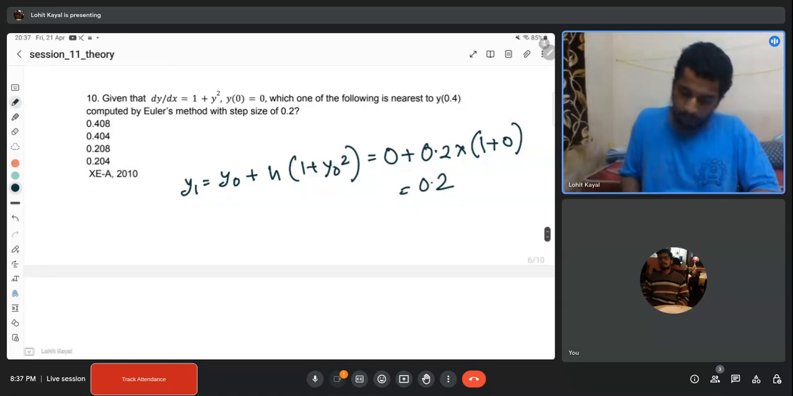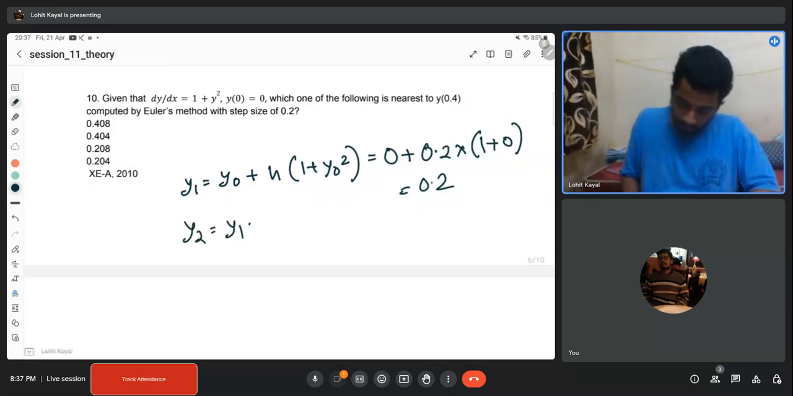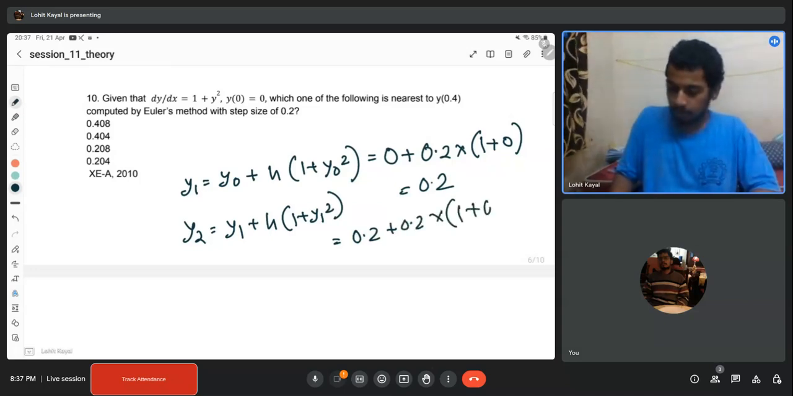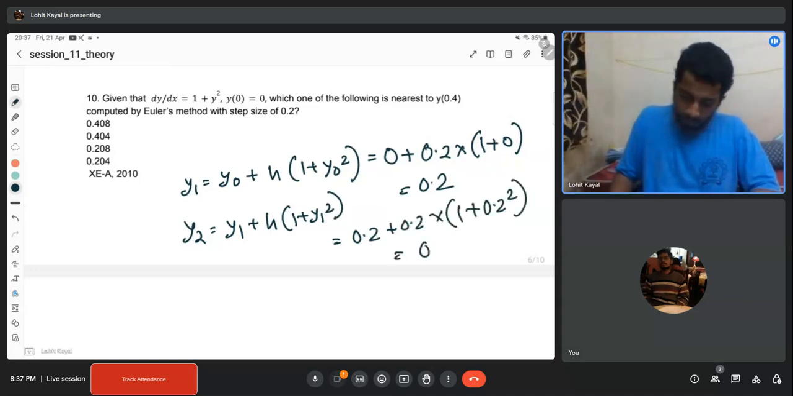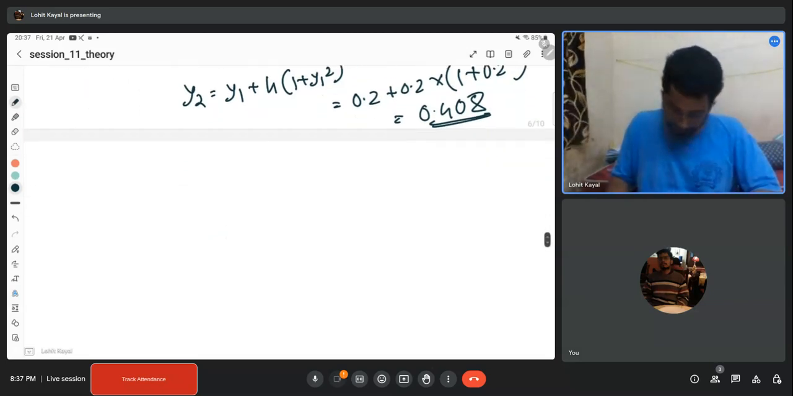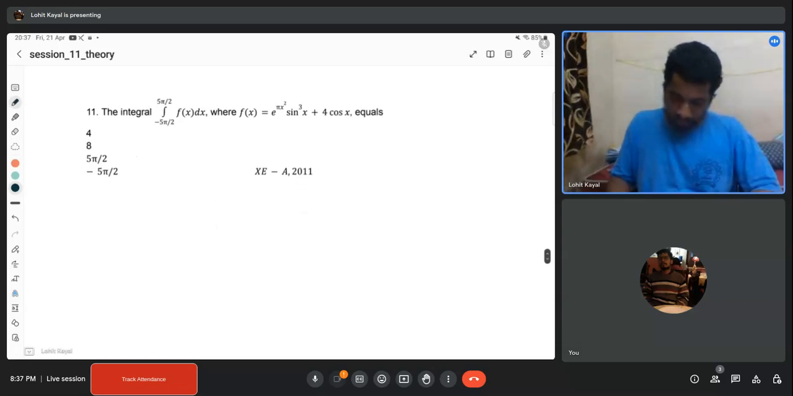Now you need to find y of 0.4, that means y2 equal to y1 plus h into 1 plus y1 square. That means 0.2 plus 0.2 into 1 plus 0.2 square. You will find this gives 0.408. So this is your correct answer. This is a simple example.